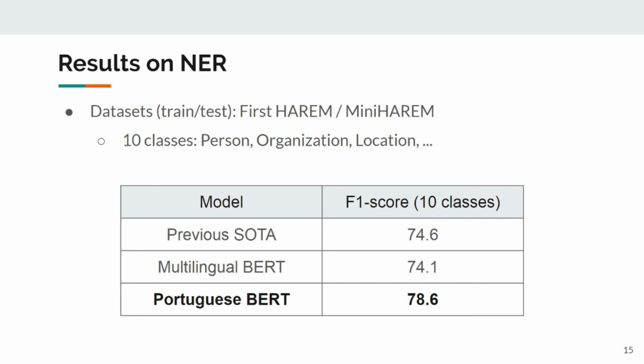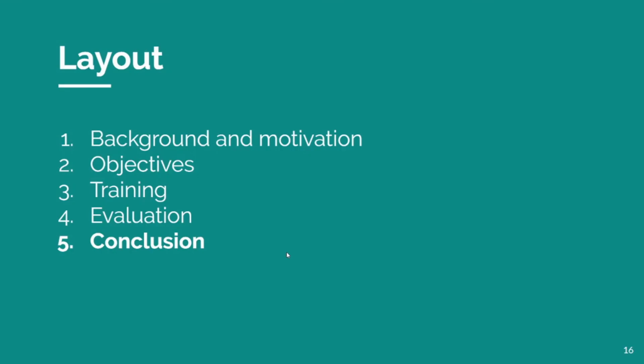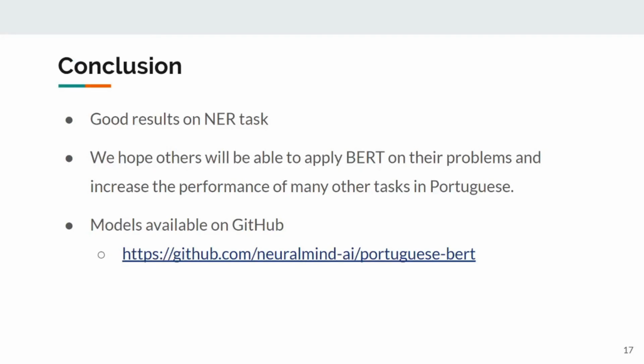Our Portuguese BERT models outperform the previous state-of-the-art by 4 points in F1 score, and also a multilingual BERT by a similar amount. So to conclude, this good result on NER indicates that Portuguese BERT can provide useful language representation for downstream tasks.